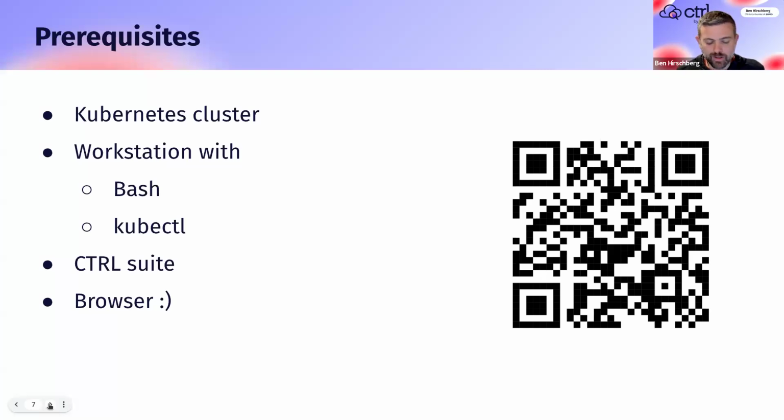Also, you obviously will need a workstation that you can connect to this cluster with, where you can execute commands with kubectl and bash and run the scripts. Obviously, you're going to need the package that we are publishing to you, and a browser. You can see this QR code right now, if you want to scan it, but you can also find the details on the Armo website a little bit later.